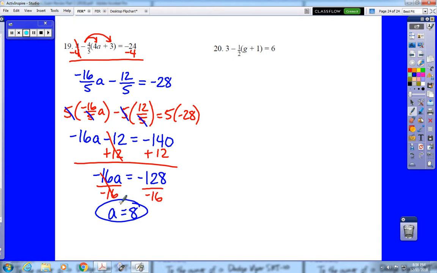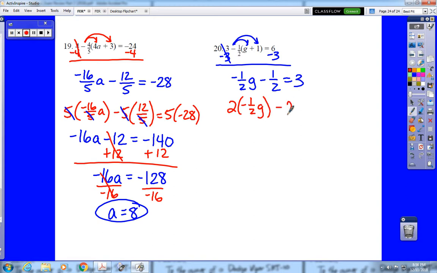And then the final problem on the page is another one that's very similar. Again, I would subtract the 3 from each side and distribute the negative 1/2 to get negative 1/2 g minus 1/2 equals 3. Then you need to multiply everything by 2. So we're going to multiply every single thing in that entire equation by 2. So that would give us negative g minus 1 equals 6.